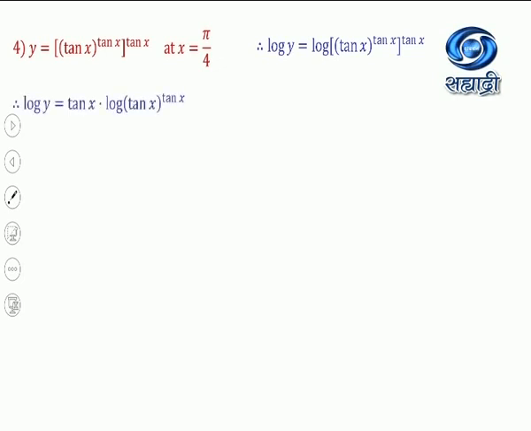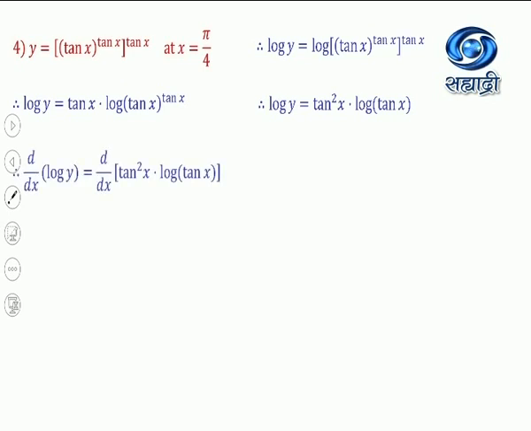So what we get? This power becomes multiple here. Again, in next step, this is again power. It becomes multiple. So tan x into tan x becomes tan square x. So we write this log y equal to tan square into log of tan x. By taking derivative of both sides with respect to x, we get d by dx into log y is equal to d by dx into tan square x into log tan x. Say this is u and this is v.